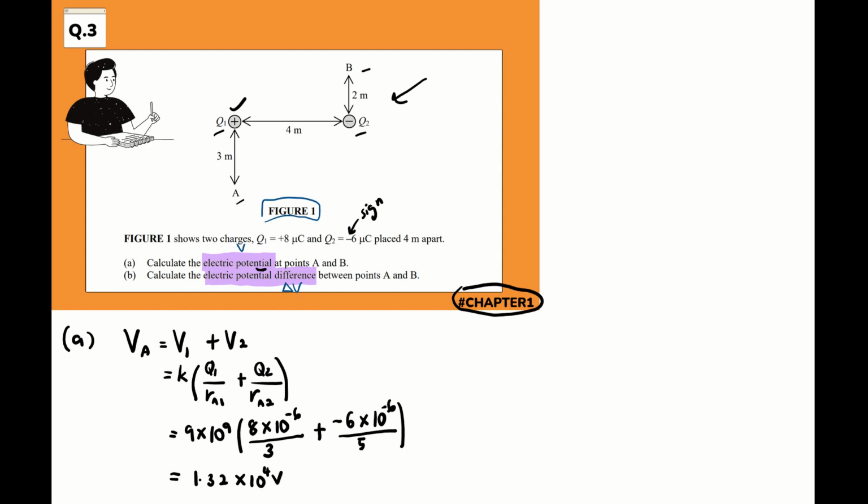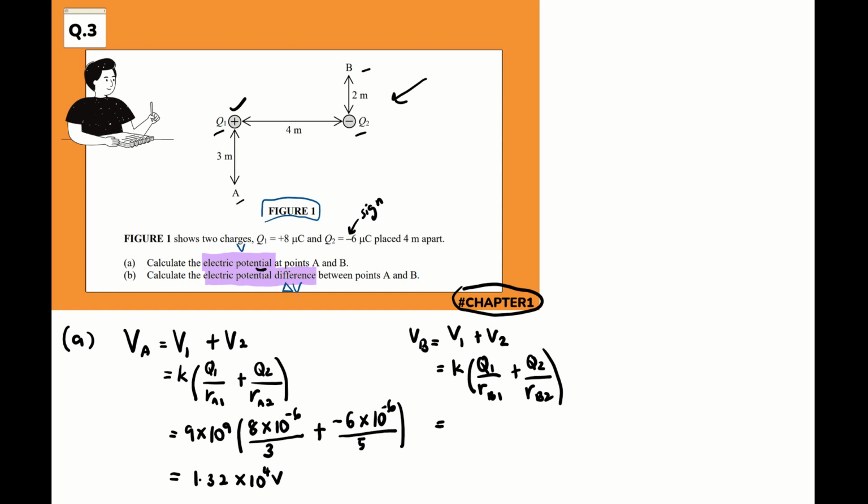1.32 times 10 to 4 volt. And one more thing is to find VB, the potential at point B. So basically we have the same formula, V1 plus V2, but the difference is at the distance. So it's supposed to be Q1 over R from B to charge 1 plus Q2 over R from B to charge number 2. So that's the difference from finding VA.